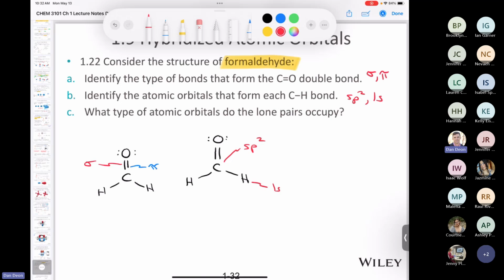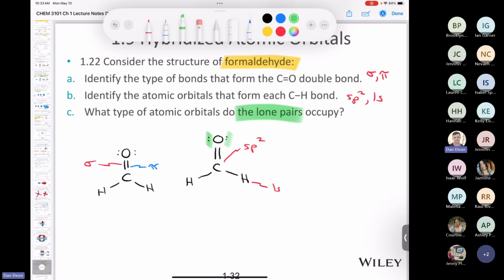And then the last one is what type of atomic orbitals do the lone pairs occupy? So when it says lone pairs, it's talking about these two right here. So what's the hybridization of our oxygen? So let's go over this one, okay? And don't shout it out here. Trust me, this is important. You want to know this.